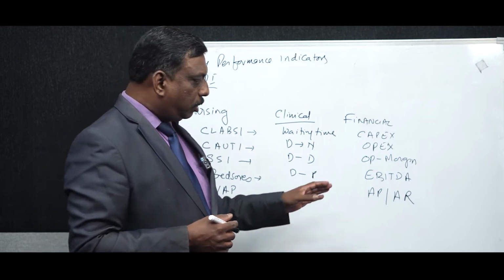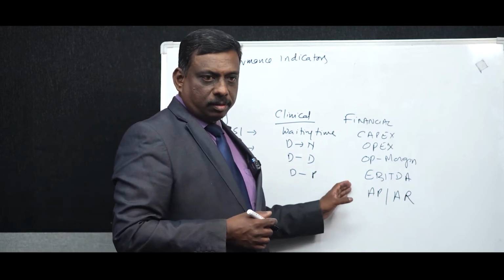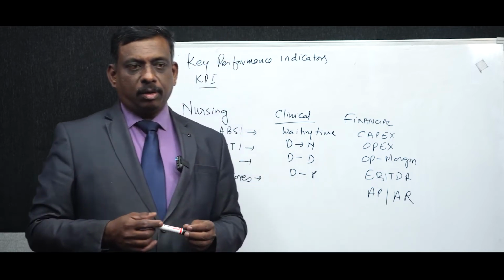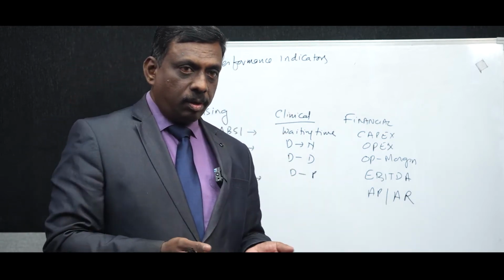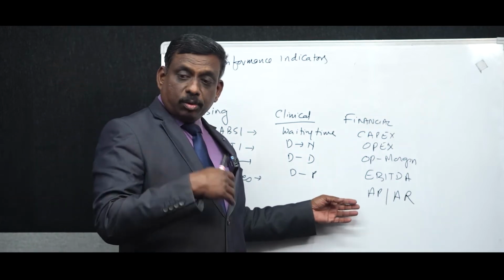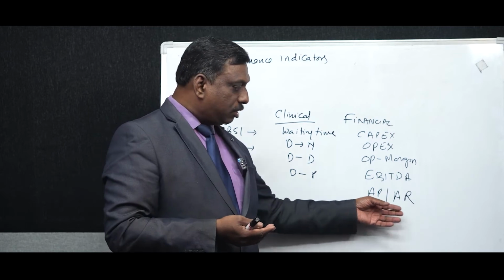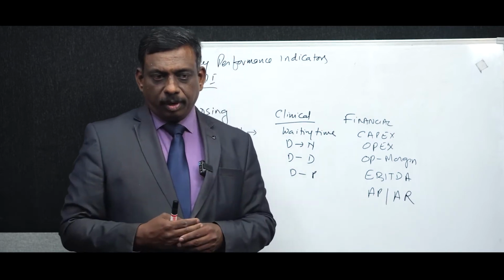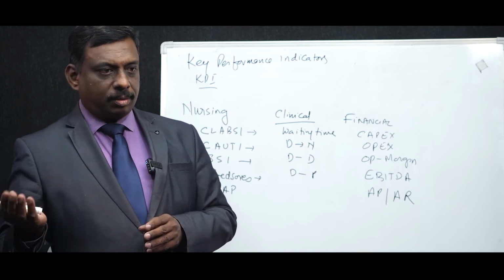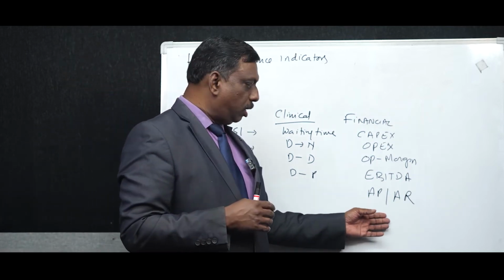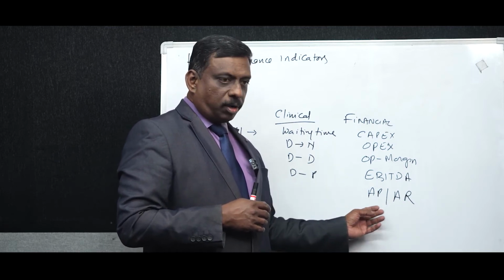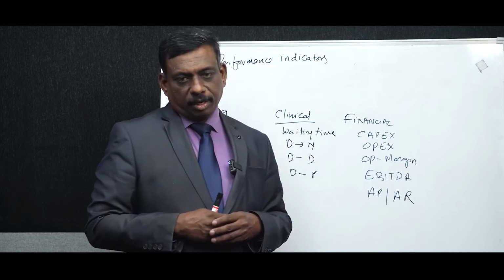EBITDA shows the overall health of the organization, the financial health of the organization. Account payable means the amount of money that you have to give to your suppliers, like pharmacy suppliers, equipment suppliers. You owe money to those suppliers, you have to pay them. Account receivable is the money that you have to get from maybe the insurance companies or other people who need to pay you the money. So this is the money coming in, this is the money you have to pay out. So there is a ratio between the money coming in and the money paid. So these are the financial KPIs.